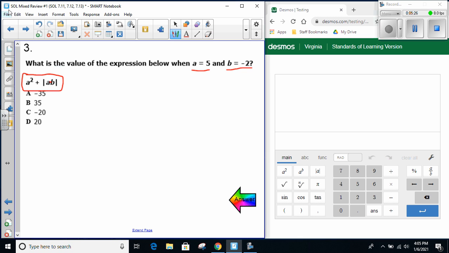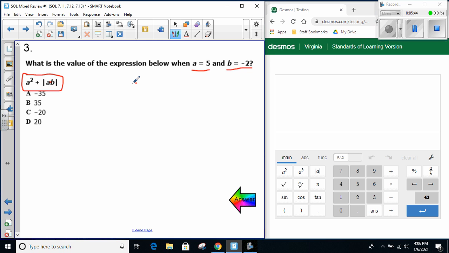So what is this question asking us to do? We're supposed to replace the letters with these numbers. So every time we see the letter A, we need to put a 5. And every time we see the letter B, we need to put a -2. And then we could use order of operations to solve.